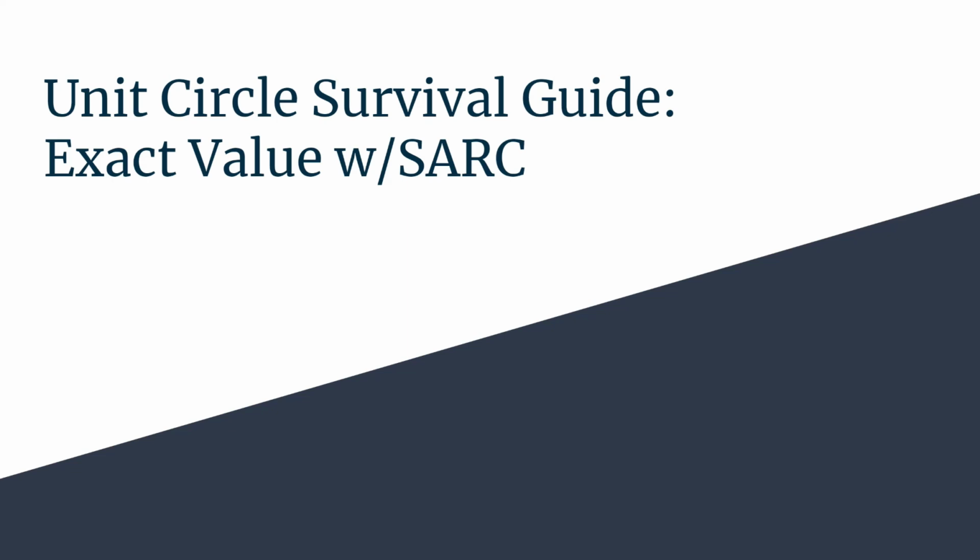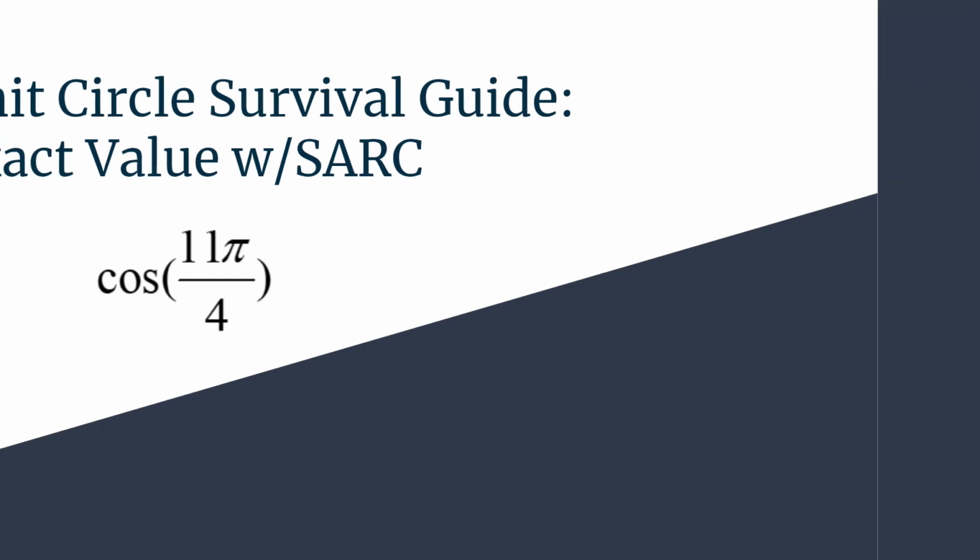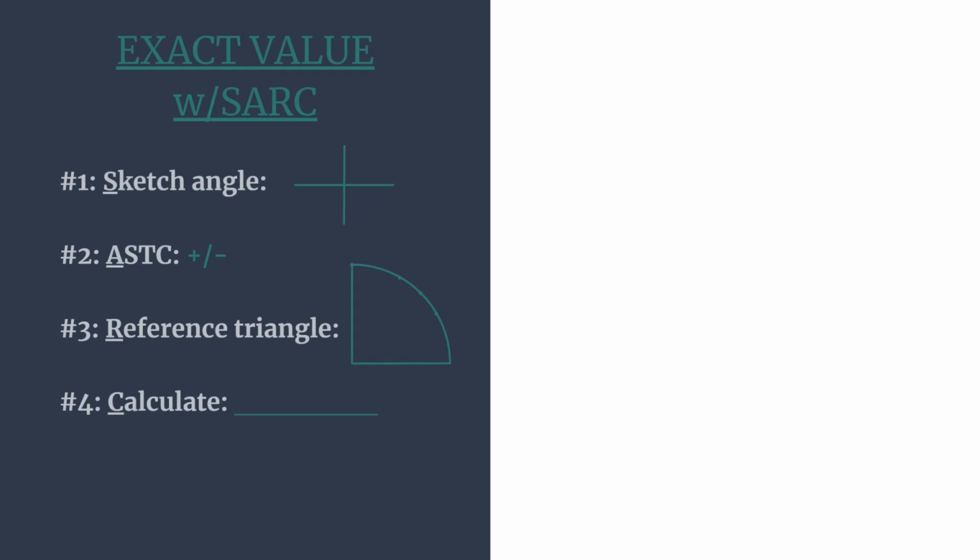In this unit circle survival guide, we'll find the exact value of cosine of 11 pi over 4 using the S.A.R.C method. So here's our outline, and S.A.R.C just helps us remember the order for each step.